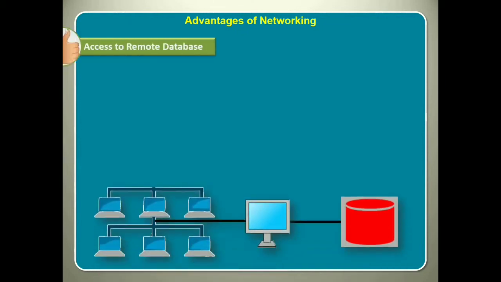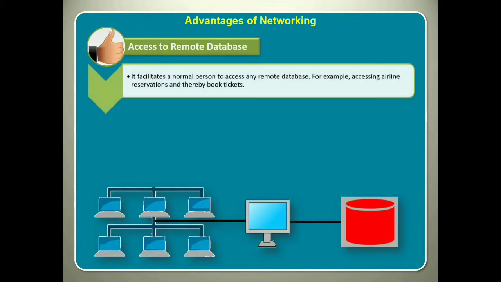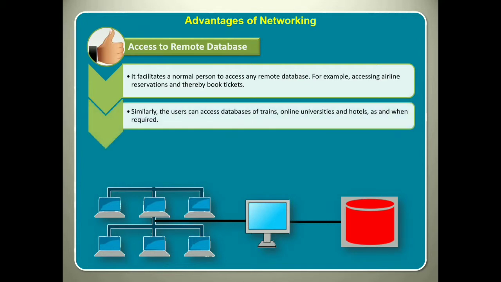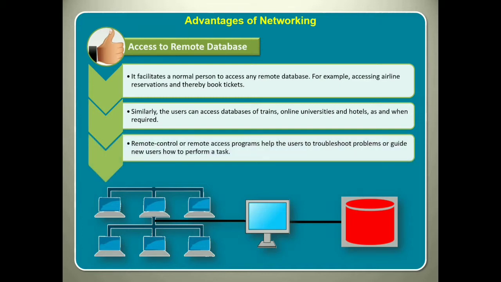Another major need for network is that it provides access to remote database. That is, it facilitates a normal person to access any remote database, for example, accessing airline reservations and thereby booking tickets. Similarly, you can access databases of trains, online universities, hotels, etc. as and when required. Remote control or remote access programs help you to troubleshoot problems or guide new users how to perform a task.